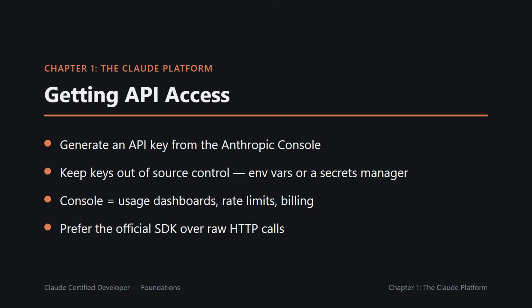Create an account on the Anthropic console, generate an API key, and keep it out of source control, in environment variables or a secrets manager, never a committed file. The console is also where you'll find usage dashboards, rate limit tiers, and billing. SDKs are available for major languages, wrapping the raw HTTP API with typed request and response objects, streaming helpers, and retry logic. Prefer the SDK over hand-rolled HTTP calls unless you have a specific reason not to.